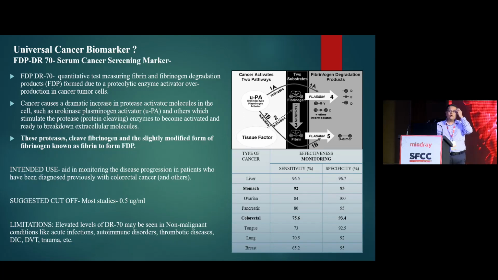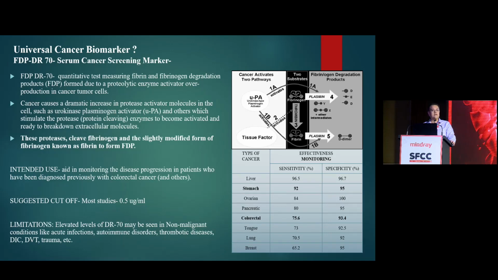Okay, so having run through some important individual tumor markers and some salient points on them, coming to this: why do you want to have such a huge battery of different single markers? Can I have only one universal single serum biomarker? And the answer to that also is yes. There was a marker which came into existence, FDP-DR70, and this was extensively studied, especially in stomach and colorectal carcinomas, and it showed very promising results.